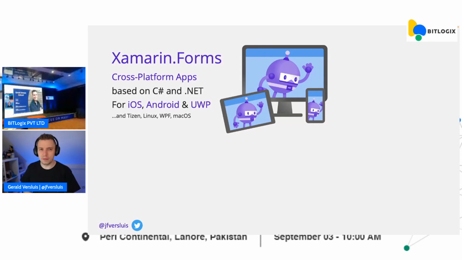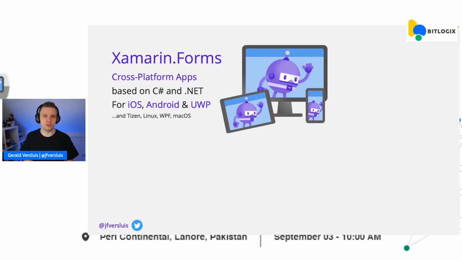Now, on the little line there, it might be a little bit small. I don't know how big the room is. Maybe all the way in the back, it's a little bit small to read. There's also Tizen, Linux, WPF, and macOS. Those were the targets, the platforms that we supported, but not officially. So there were a lot of enthusiastic community members who created the Linux, the WPF, and the macOS backends for us, which is really great.